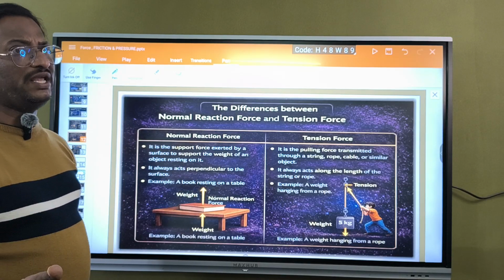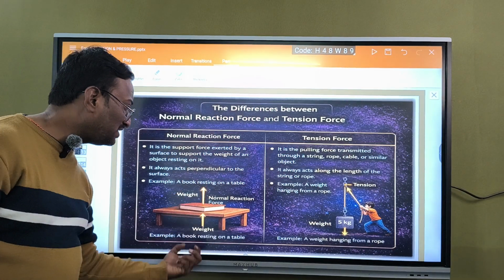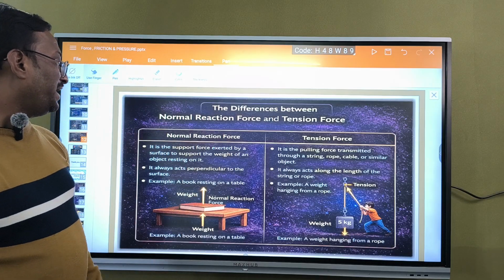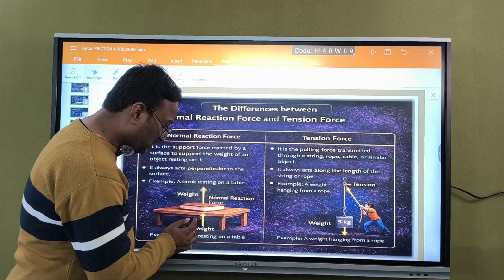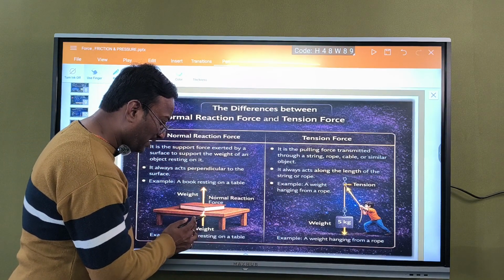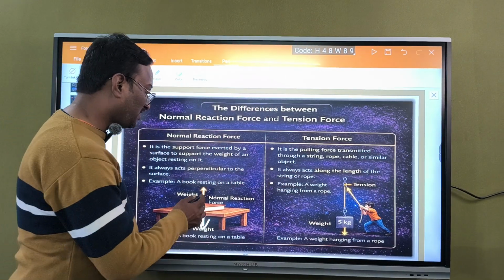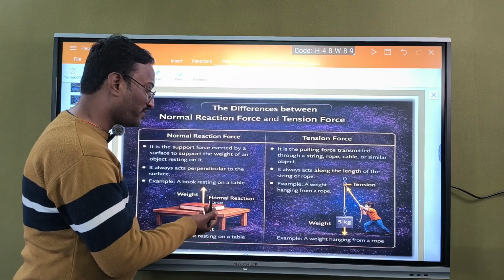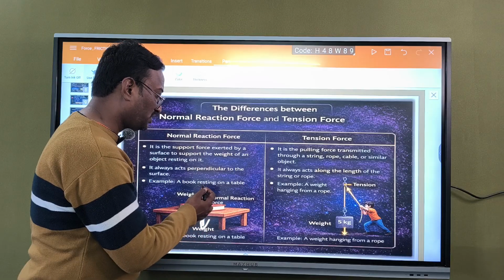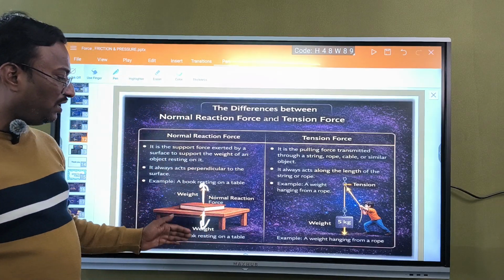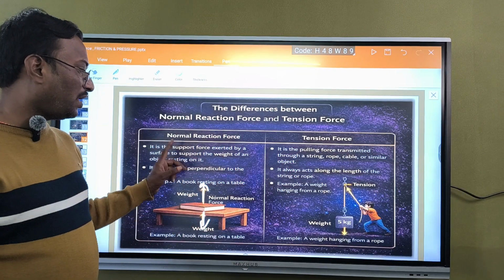The book will stay there. If there was no table, definitely the book would fall down because of the acceleration due to gravity, its weight. The normal reaction always acts perpendicular to the surface. So the weight acts in the downward direction as there is gravitational force. But there exists a normal reaction force when we keep a book on the table. That force will be in the opposite direction, and it will be equal to the weight acting downward. These two are equal and opposite forces.